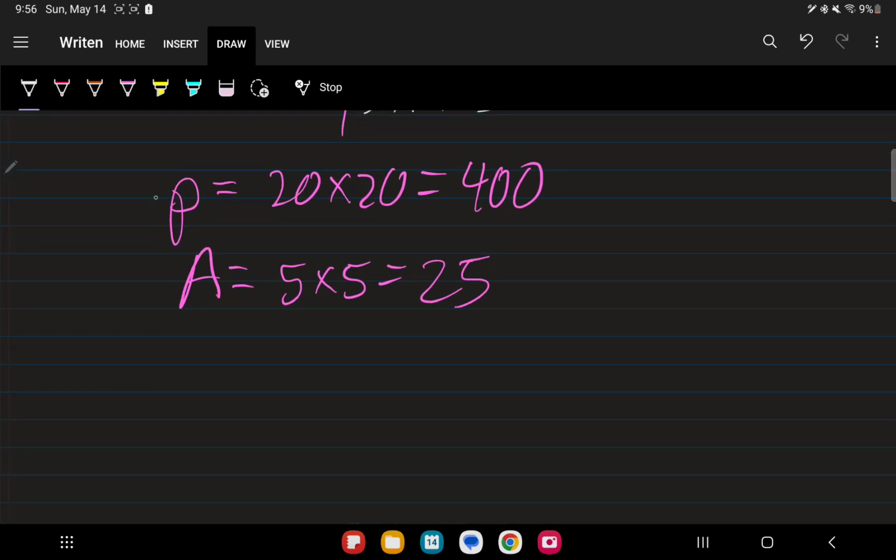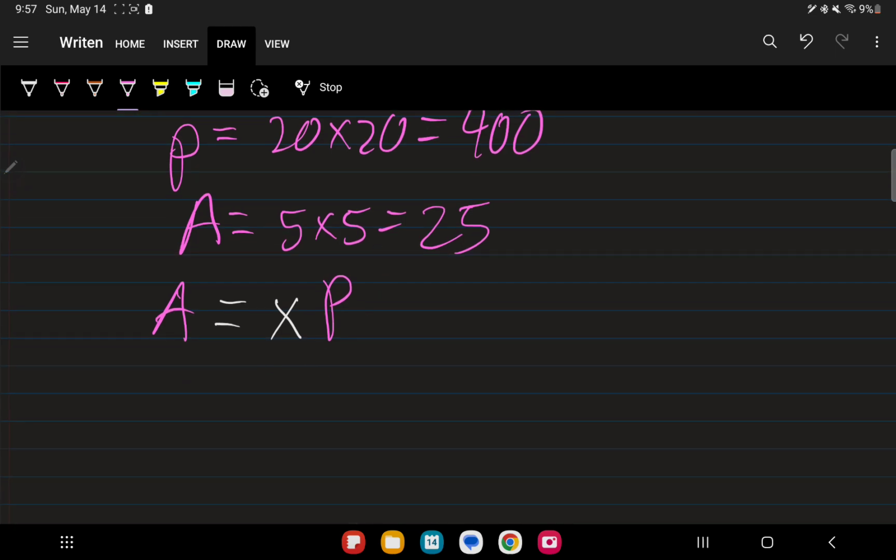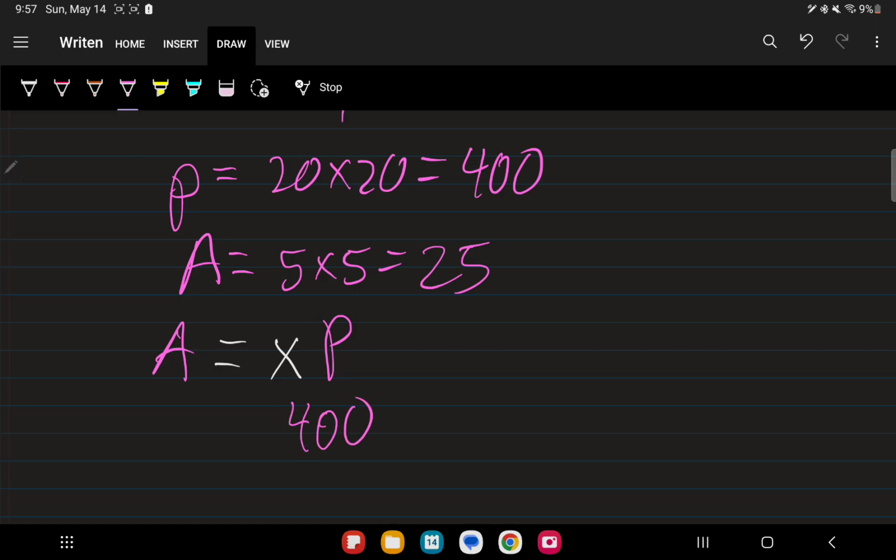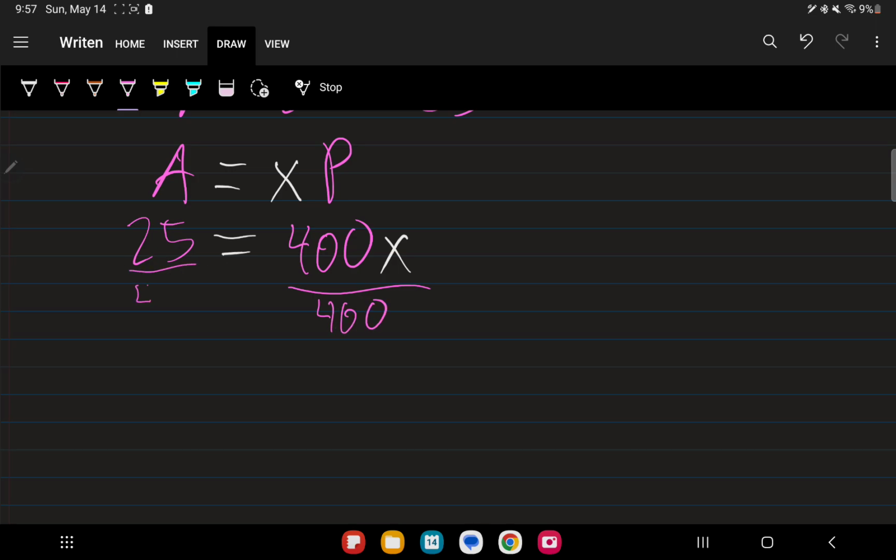Okay, so we know then that A needs to be equal to x times P. Let's figure it out. So P is 400. So I get 400x is equal to 25. Let's divide both sides by 400, since it's what's multiplying x. x is equal to 25 over 400, or 25 divided by 400, about 1/16. So if I divide both by 25, I get 1/16.